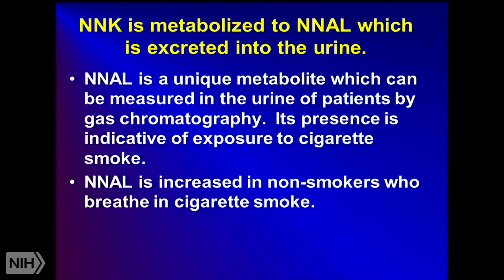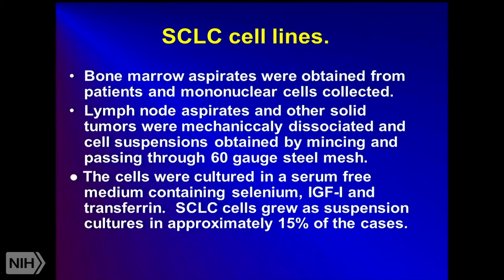So NNK is then metabolized to NNAL, and this chemical is then secreted into the urine. So NNAL represents a unique metabolite which can be measured in the urine of patients by gas chromatography. So the only way you can get NNAL in your body is if the cigarette smoke is breathed in. And then this results in an indication that you've been exposed to cigarette smoke. And NNAL is increased in non-smokers who breathe in cigarette smoke. So secondhand smoke can also increase the NNAL in your body.